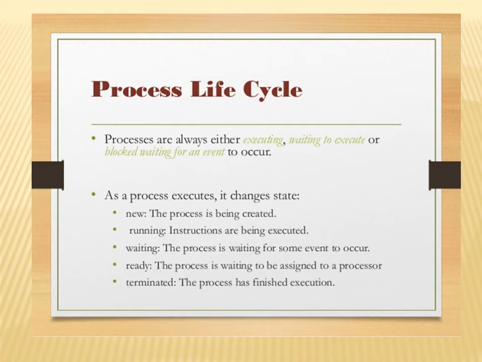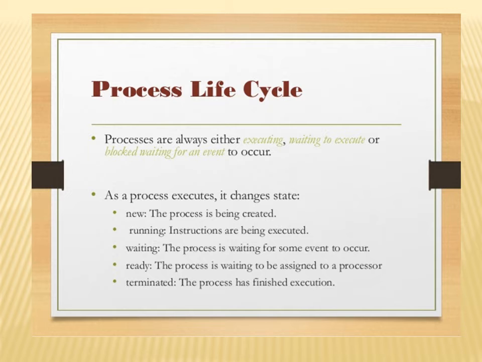Next, ready. The process is waiting to be assigned to a processor. When a process is waiting to be assigned to the processor, it is called a process in the ready state. And the last one is terminated. When the process has finished execution, we can say that the process is terminated. So these are the states followed by each and every process when it is created and starts execution. So this is about the process life cycle.